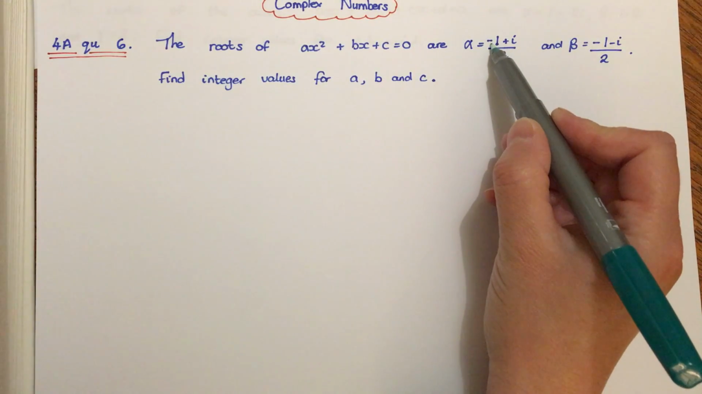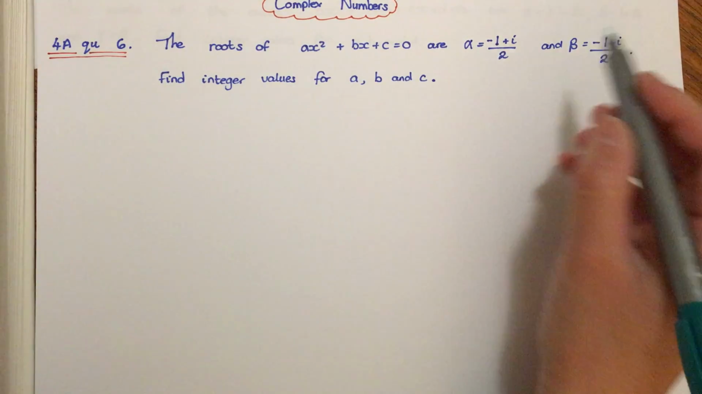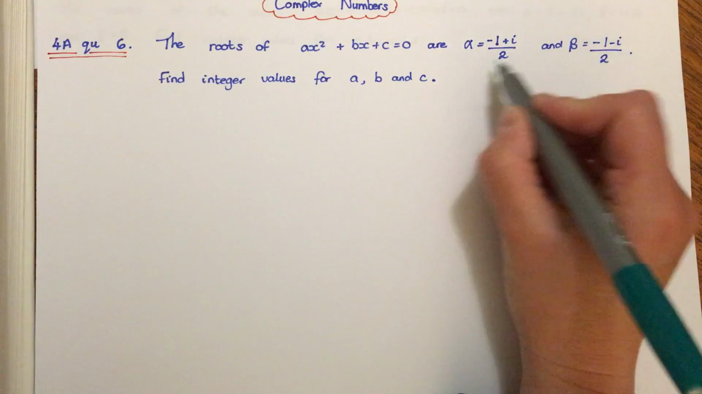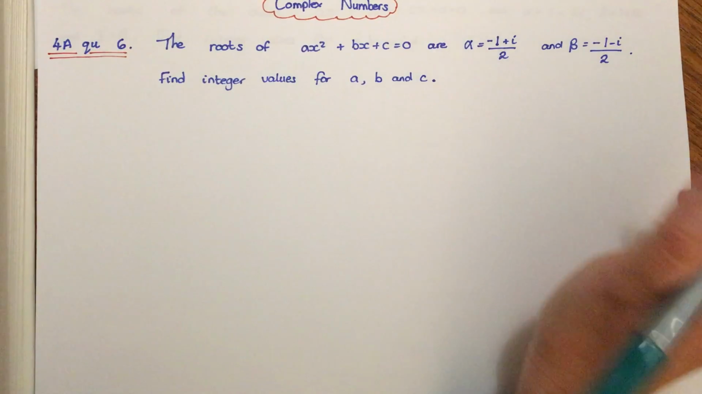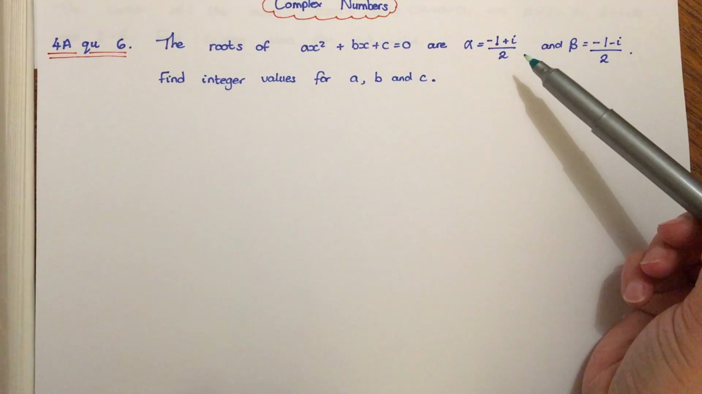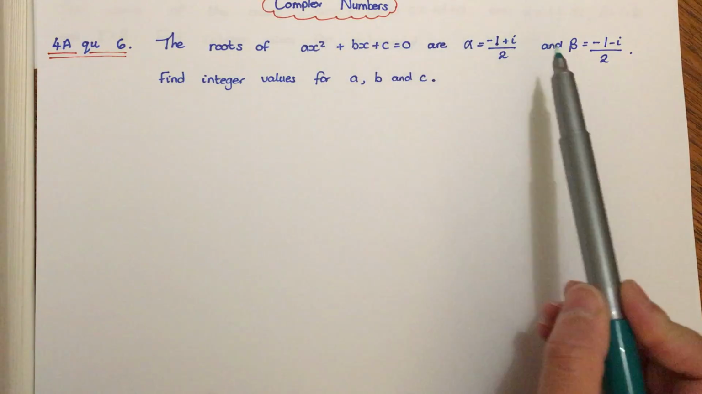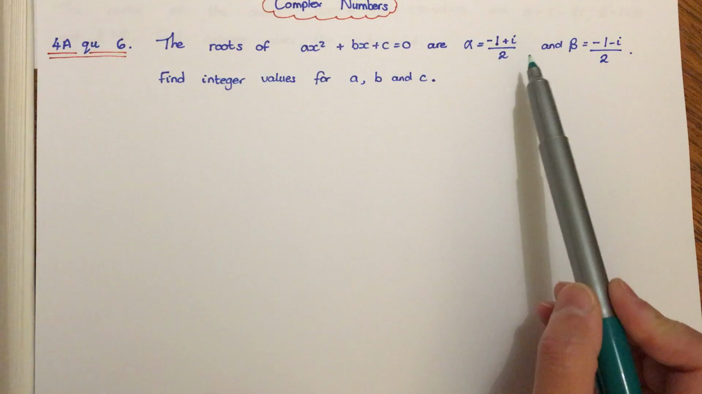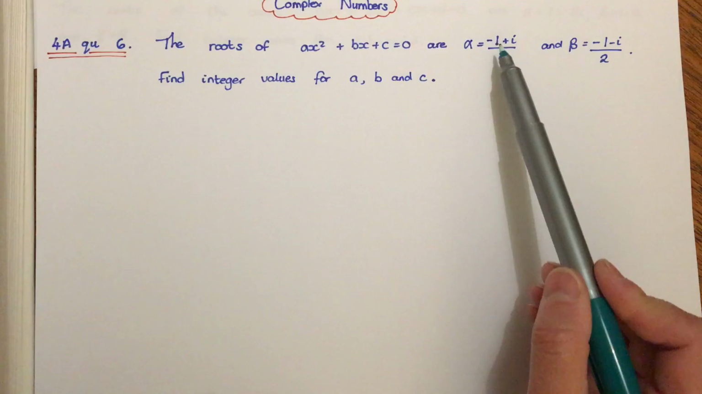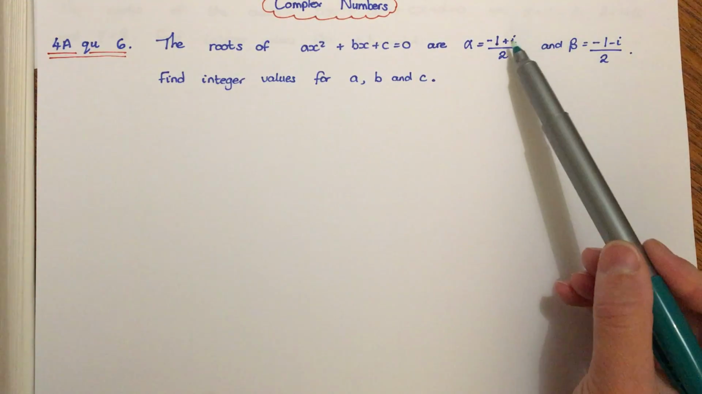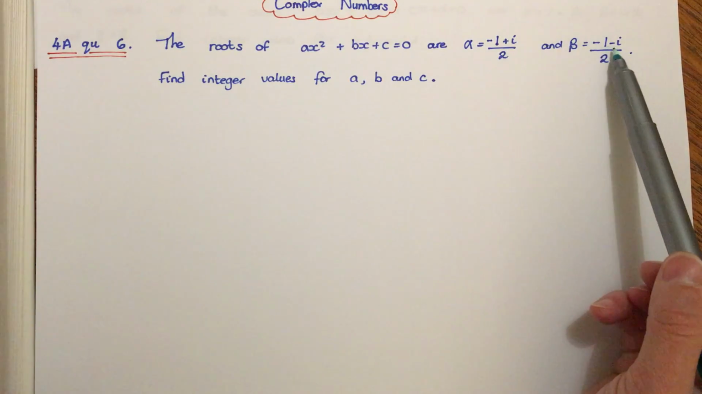So for this question, the roots of the quadratic ax squared plus bx plus c equals 0 are alpha equals minus 1 plus i over 2 and beta equals minus 1 minus i over 2. Please note that these are complex conjugates. You should know that for an equation with real number coefficients, if it has complex roots, they will be conjugates of each other. If you can't remember what a conjugate is, essentially the numbers are the same, so minus 1 and 2 and 2, but the imaginary parts are the negative of each other. So one is positive and one is negative.